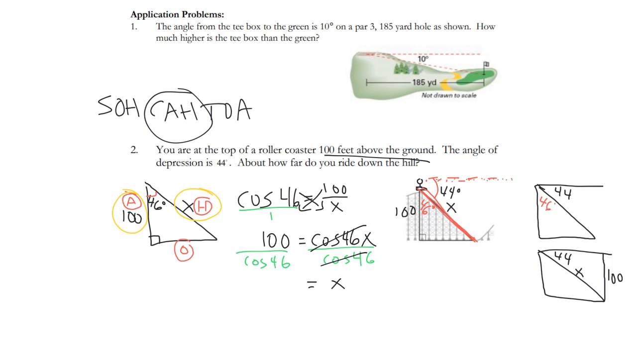Again, some of you learned to compute that cosine of 46 into a numerical value. That's fine if you're doing that. But what you'll end up finding is that you are riding 143.956 feet down that roller coaster. Makes sense. The hypotenuse is longer than the height because it should always be the longest side.